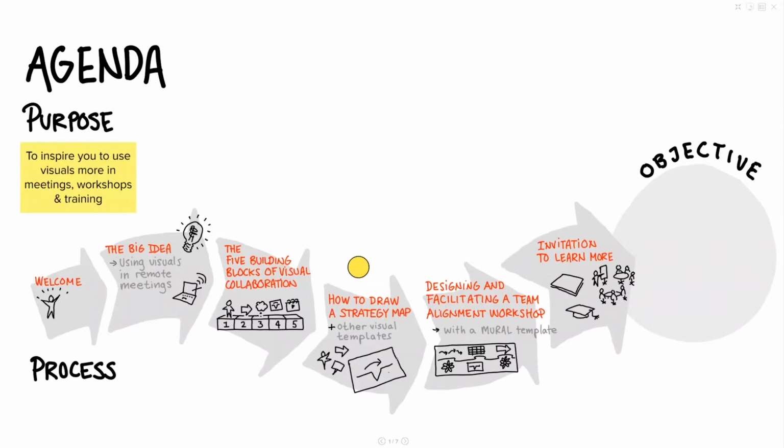So I'll show you 2 templates and a strategy map. In step 4, I'll show you how to use these simple visuals in a Mural template with which you can facilitate a team alignment workshop. And finally, in step 5, I invite you to join me and my colleagues in Bigger Picture in one or more workshops where we dive deeper into visual collaboration.